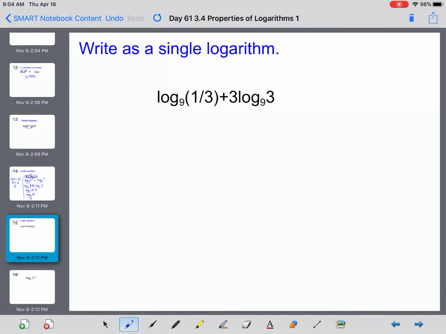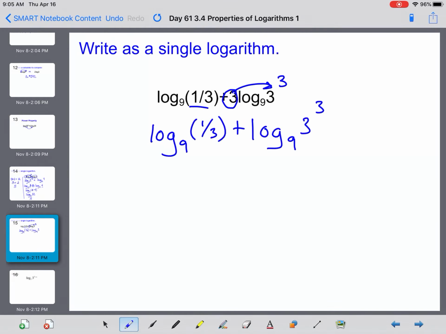All right, let's write this guy as a single logarithm. Looks a little bit funky. I see some things. I have a fraction in here at the 1/3, but I do notice that I have that 3 out front. So I am going to go ahead and just automatically move that up as an exponent. So that's log base 9 of 3 to the 3rd power. And then probably in that step, I would have just simplified that and written that as log base 9 of 27.